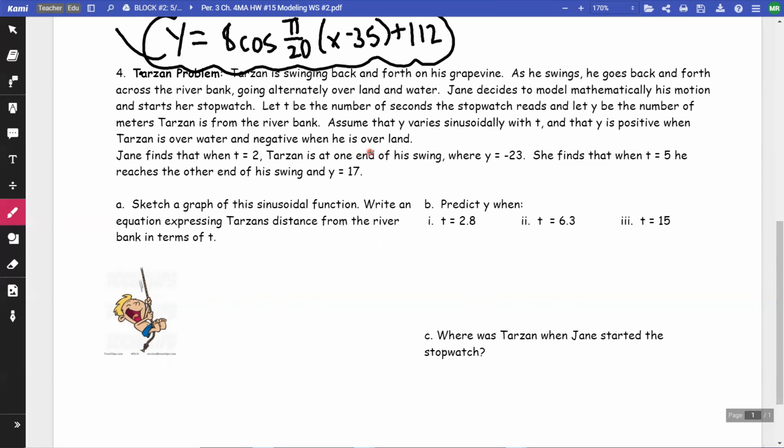Okay, positive when he's over the water, and negative when he's over land. And again, it's representing the number of meters he is from the riverbank. Positive means he's that distance across in the water, and negative would be over land. He's that far from the riverbank. Jane finds that when T is 2, Tarzan is at one end of his swing, where Y is -23. She then finds that when T is 5, he reaches the other end of his swing, which is 17. So my low is going to be -23, my high is going to be 17.